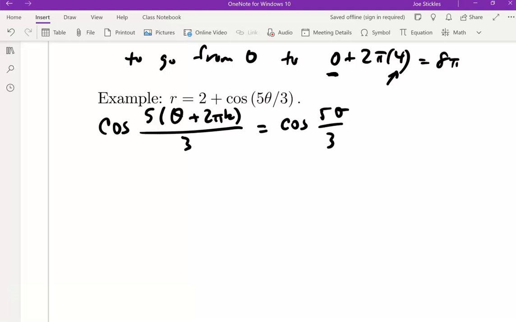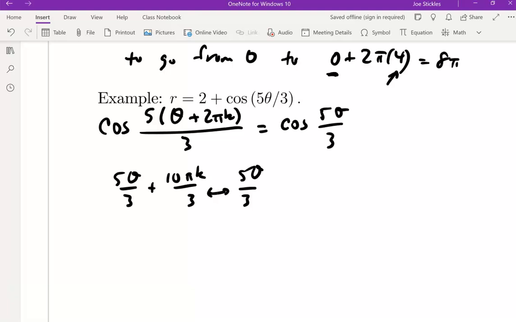We also need, if I just compare the two pieces, you'd have 5 theta over 3 plus 10 pi k over 3 equals 5 theta over 3, right? I'm just kidding. It's not really equal. I'm just comparing the two things. I shouldn't write an equal sign because I really am not doing equals.